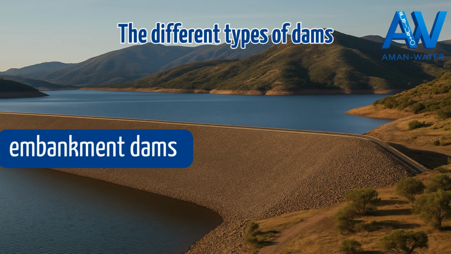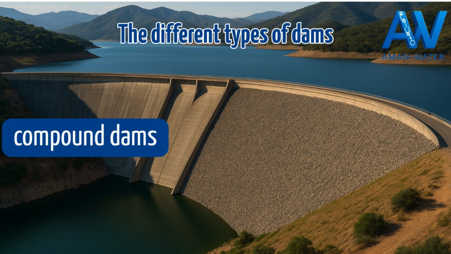And on some sites, no single form is enough on its own. So several approaches are combined. You can have a massive section, another an embankment, another slightly curved. These are called compound dams, adapted to complex terrains and multiple constraints.